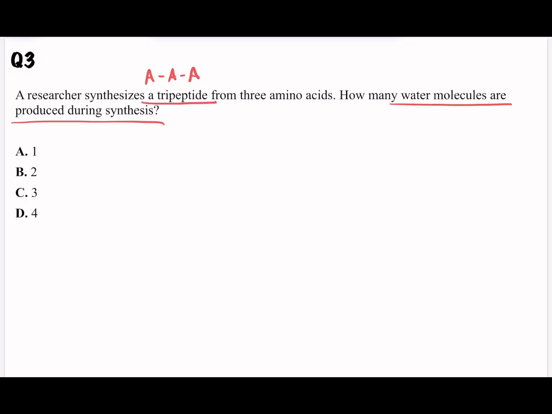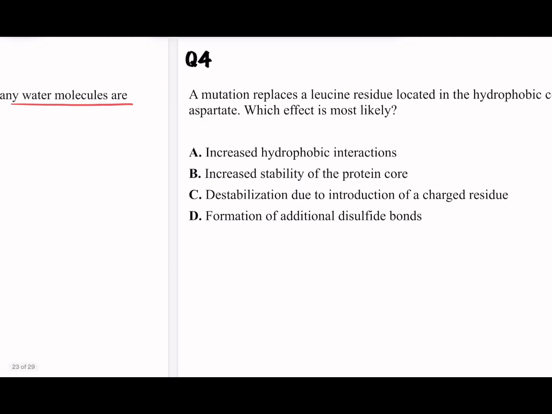We know from the previous video that if you take 2 amino acids and combine them, this produces 1 H2O. Basically, for every one peptide bond made, 1 H2O is made as well. This is because it is a condensation reaction. So if we're taking 3 amino acids and turning them into a tripeptide, meaning we're putting peptide bonds between them, we're now making 2 peptide bonds, which means we should be making 2 waters. Therefore, the answer is going to be B.